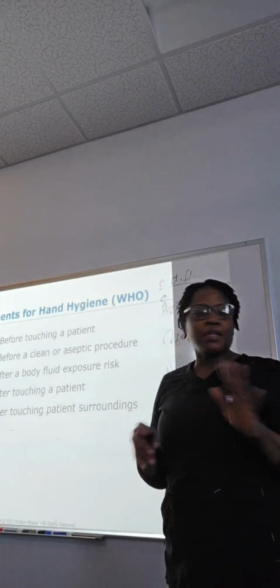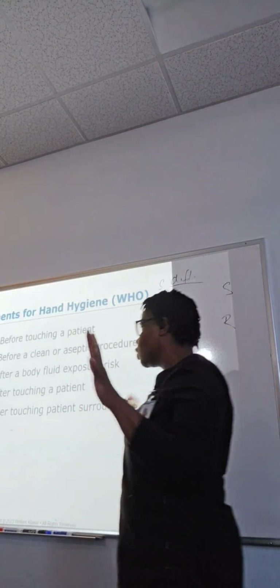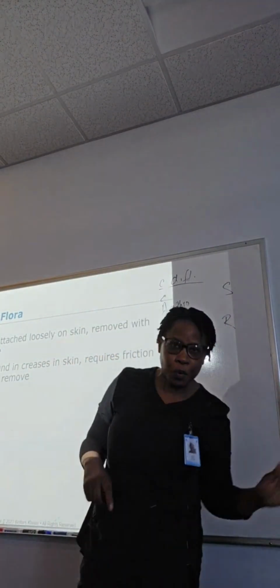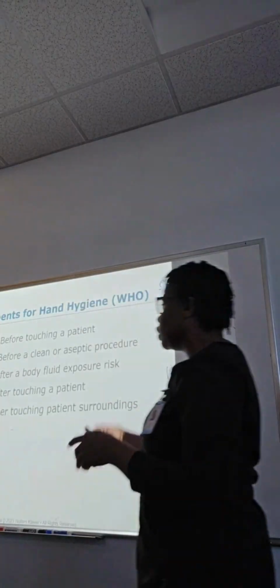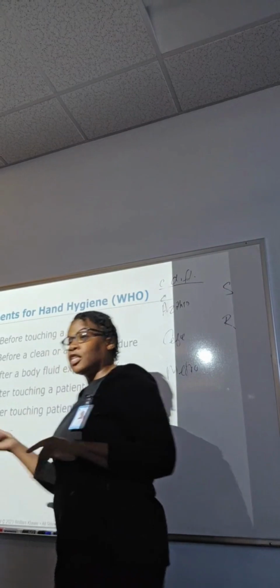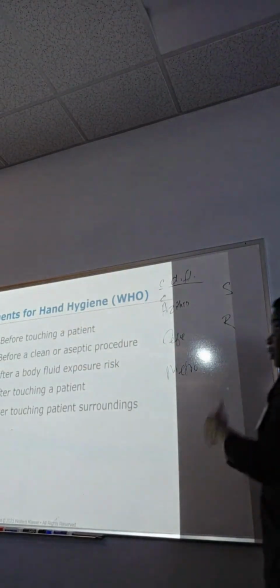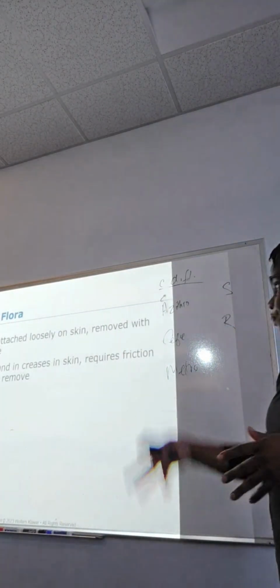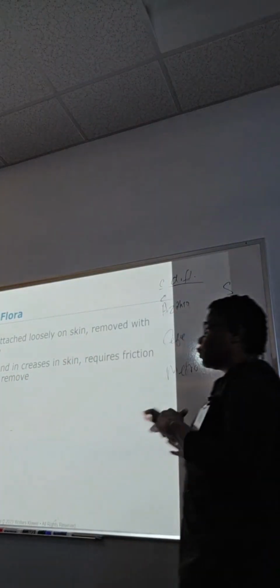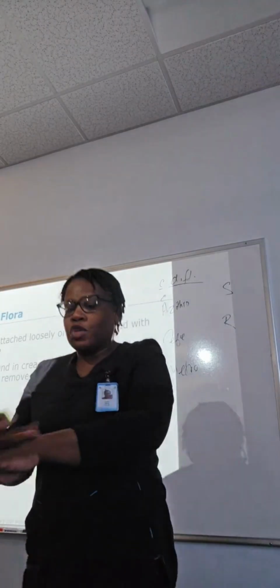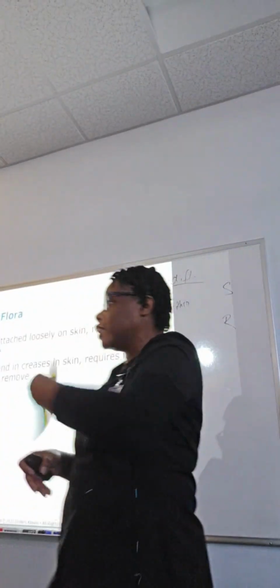Y'all should know this already. You're doing hand hygiene at all times, okay? Y'all already know it. Before you even touch the patient, some people even go as far as doing hand hygiene before they go into the room. But definitely you need to know: before you touch the patient, before you start your procedure, after you've been exposed to a bodily fluid, after touching the patient, and of course after touching the surrounding areas of the patient's room. Bacterial flora you need to know is either transient or resident. Transient bacteria are attached loosely on the skin. You just do a little hand hygiene, a little friction rub, and it goes away.